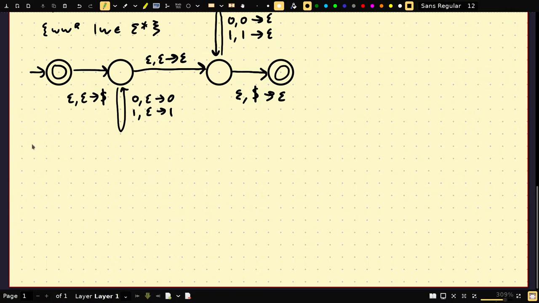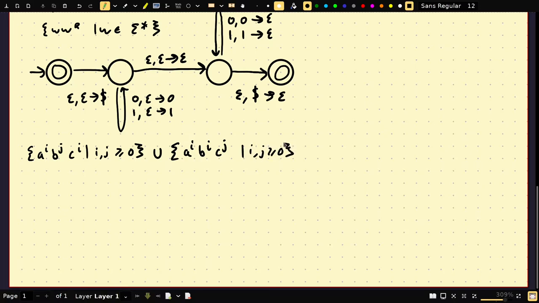Okay, let's do one more language. a^i b^j c^i, such that i, j are greater than or equal to zero, or so we're going to take a union of a^i b^i c^j, such that i, j are greater than or equal to zero. I'm writing it this way as a union, but I could really say this is the same as a^i b^j c^k, such that i equals j, or i equals k, right? So the reason I'm writing it like this is so I can treat this as two parts, and this or is doing the heavy lifting of the union here.